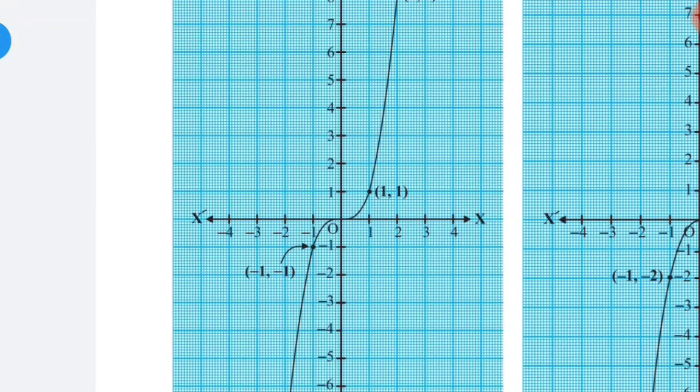Now we have another example. Here it is a graph of a cubic polynomial. Clearly from the graph, it intersects the x-axis at only one point. So it means only 1 zero. Here it is a cubic polynomial. Its graph intersects the x-axis at only one point. So it means this cubic polynomial has only 1 zero.